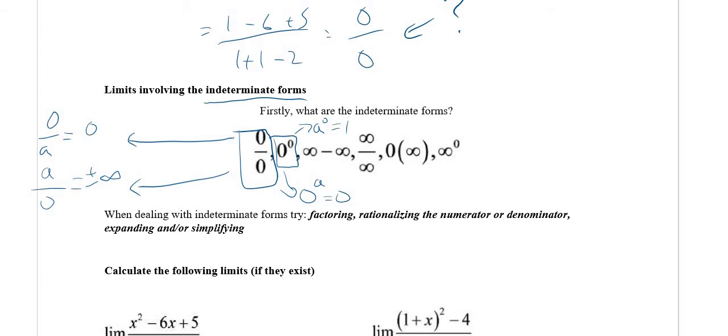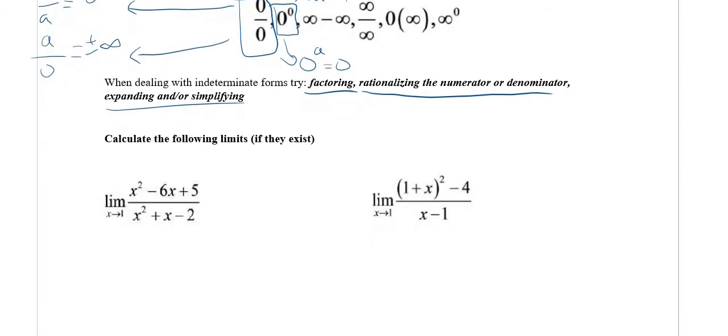So in these cases, there's a few methods that we can use. We could use factoring. We could use rationalizing the numerator or denominator. Don't worry if you don't remember that, we'll talk about it really quickly. And we could use expanding and simplifying to help simplify what we're looking at. So depending on the problem, we're going to use whatever methods make the most sense.